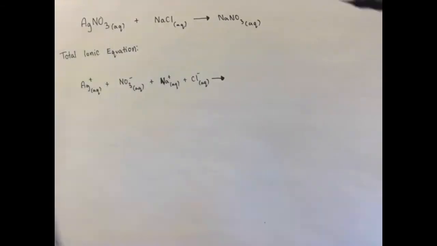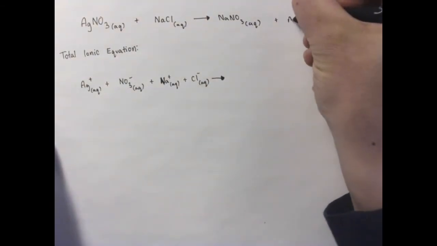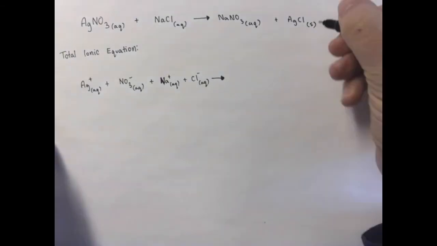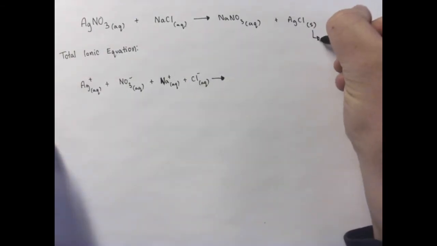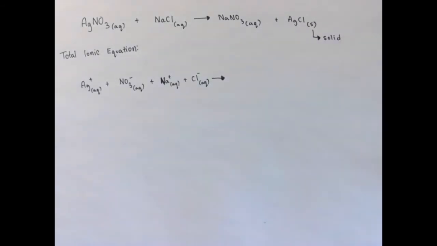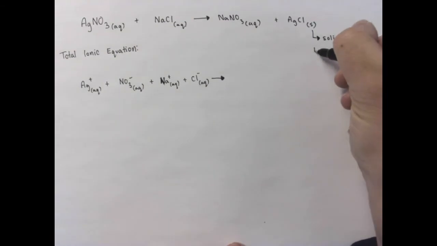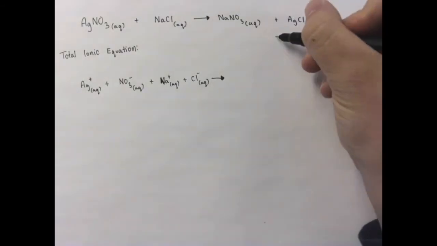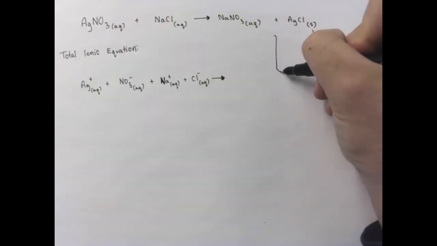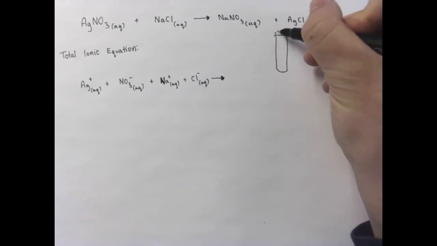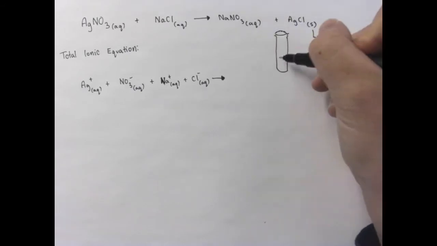So that means when I write out silver chloride, I'm going to write an S to mean it's in the solid state. And in the context of this particular reaction, that means it's a precipitate. And precipitates kind of look wispy, cloud-like. They look different from the solution that they're in.